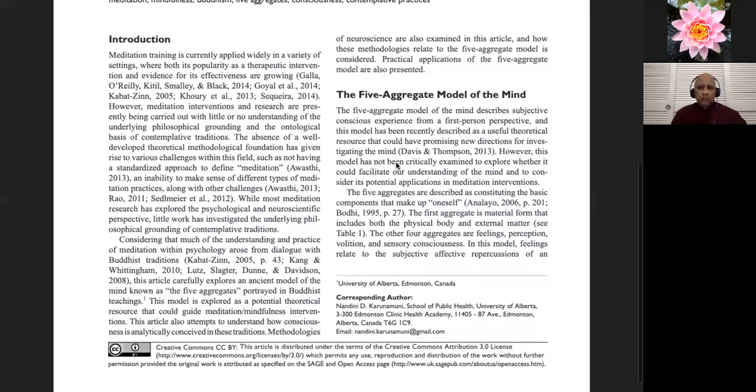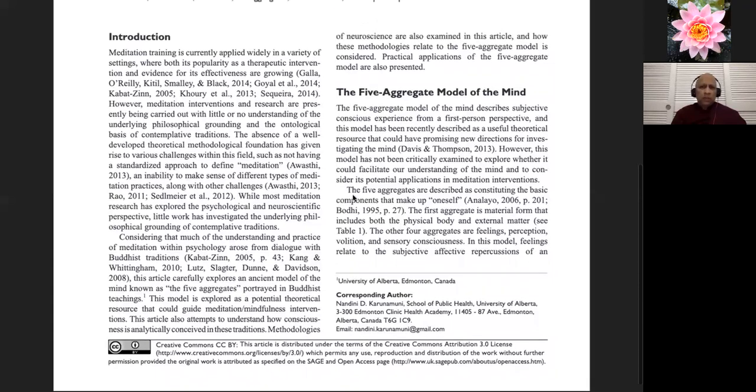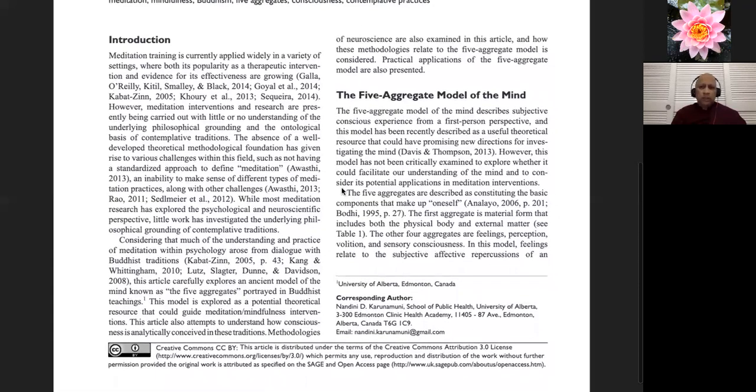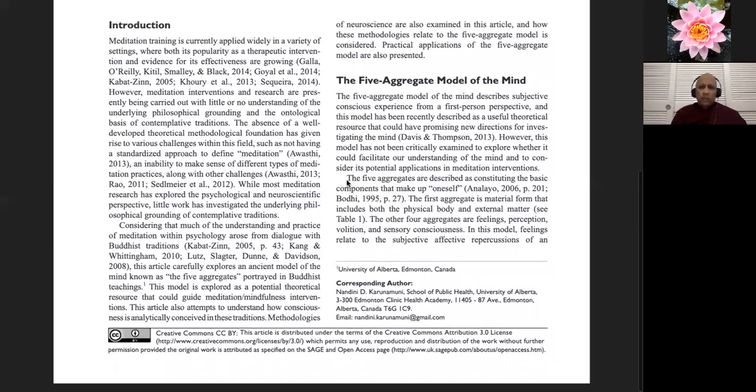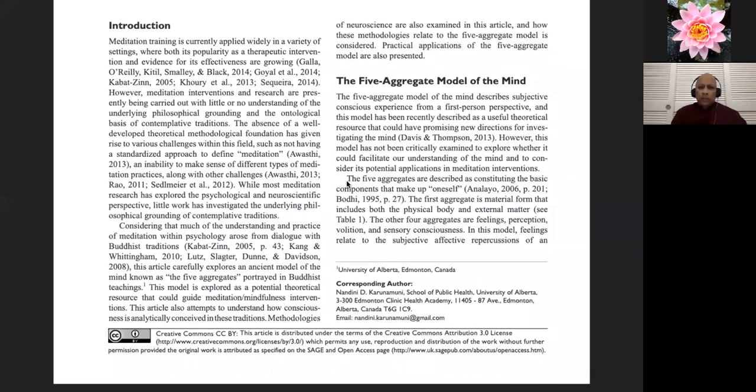Let's move on, so that we don't have to think about this as a model, because we only need to look at how she explains the 5 aggregates. The 5 aggregates are described as constituting the basic components that make up oneself, and oneself means our selfhood.